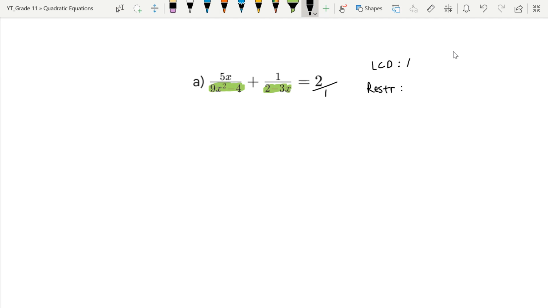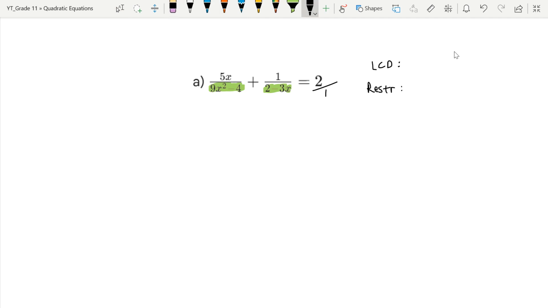At this stage, our LCD would be this. We don't want to work with this, because if we work with this, we are going to land up with an x to the power of 3 that we can't solve just yet. We want to stick to our quadratic equation. So let's see if there's anything else that we can do.